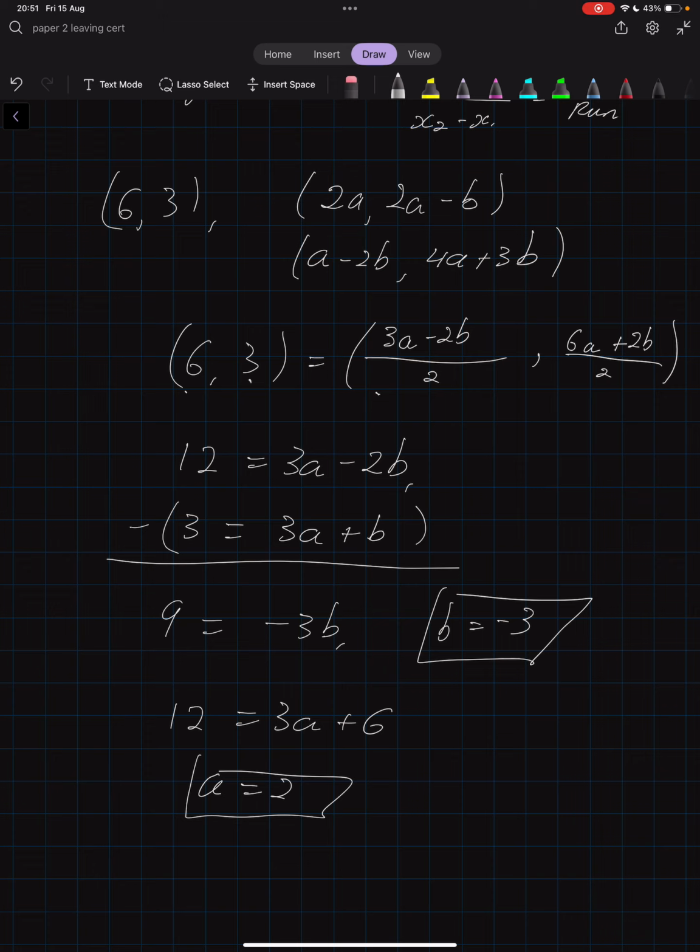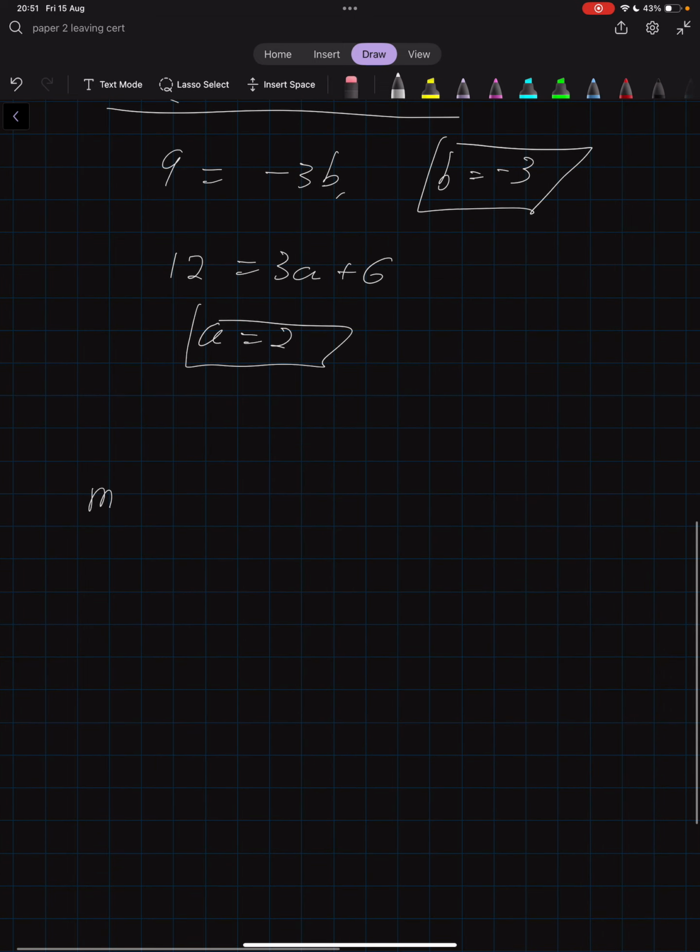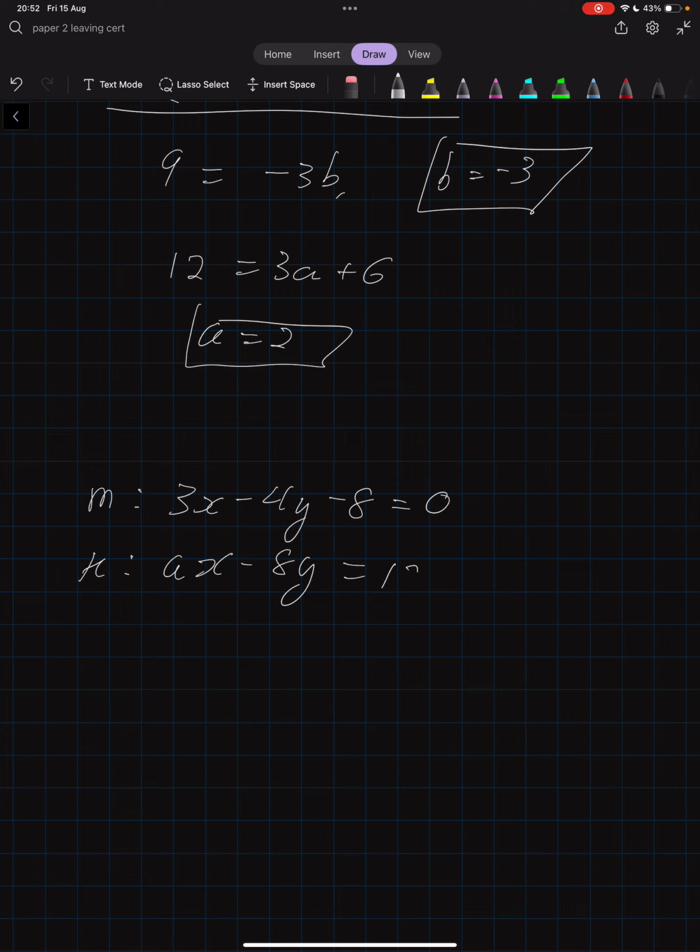So that's just using the midpoint. And then here it says the line M is equal to 3x minus 4y minus 8 equals 0, and the line K is equal to ax minus 8y equals 12. It says if M is parallel to K, then find the value of A.